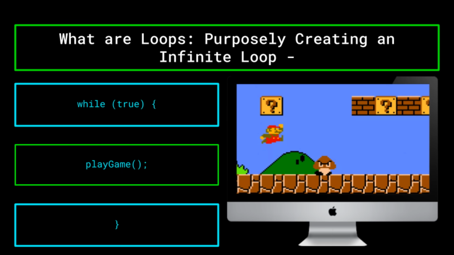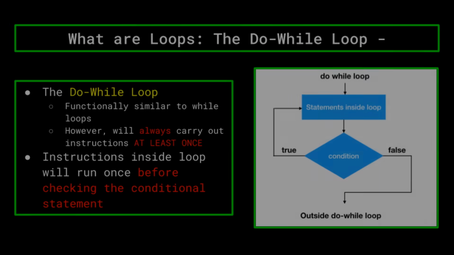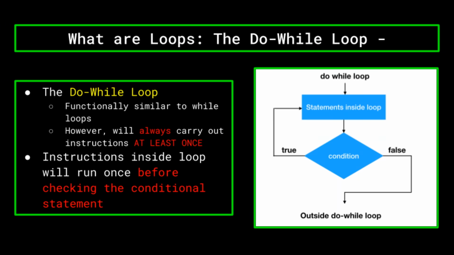Finally, I'd quickly like to cover the extension of a while loop, the do while loop. Do while loops are very similar to while loops, except they will carry out their instructions at least once, even if the condition is false, and then will carry on like a basic while loop. Essentially, the conditions inside of the loop will run at least once, and then if the condition is still met, they will run again and function as a normal while loop would.